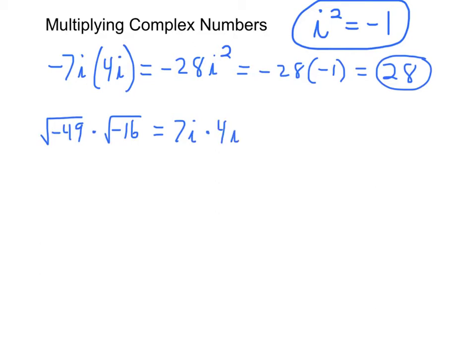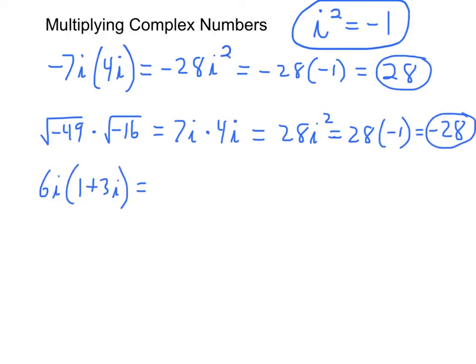So make sure to do that step first. Write them in terms of i if they're not already. And then, from there, you would do it out the same way. So you'd have 28i squared, which would be 28 times negative 1. So this time it's going to come out to be negative 28.